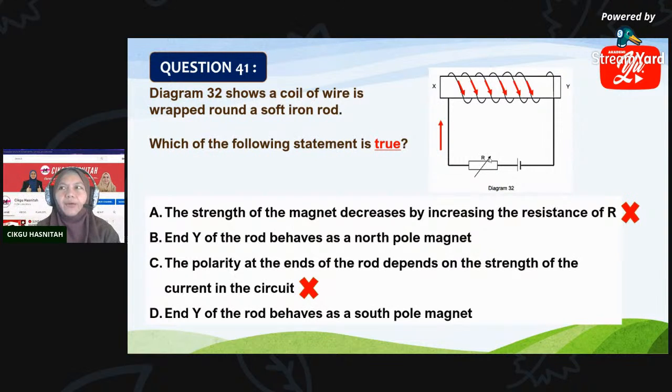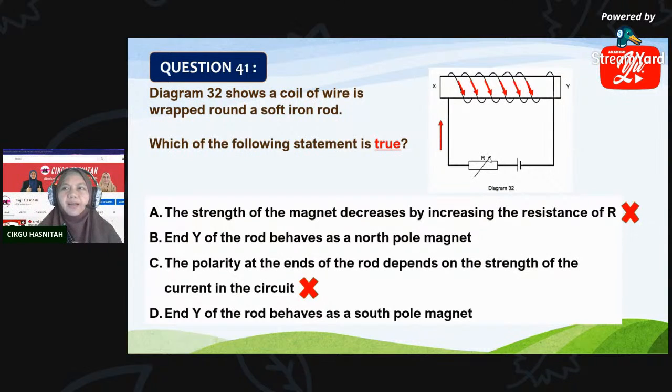The arrow along the coil shows your fingers must be curled downwards. It shows the direction of current is downward. So you will find that your thumb will be pointing to the right. Thumb pointing to the right means pointing to Y. So with the thumb pointing to the right, Y is north or south? Which one is the answer, B or D? Thumb pointing to the right, applying the right hand grip rule.